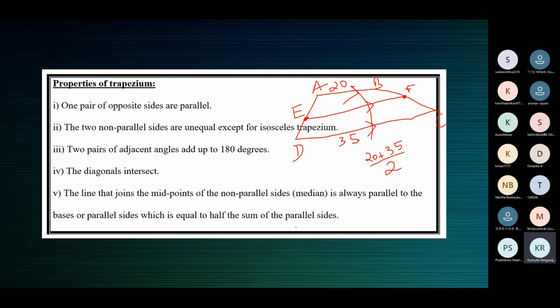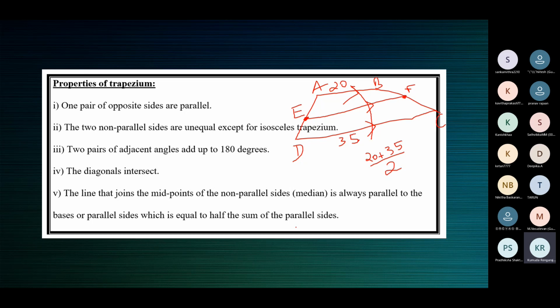The line segment that joins the midpoints of the non-parallel sides is always parallel to the parallel sides. The parallel sides are also called the bases. The length of the median is equal to half the sum of the parallel sides. So these are the properties of a trapezium.